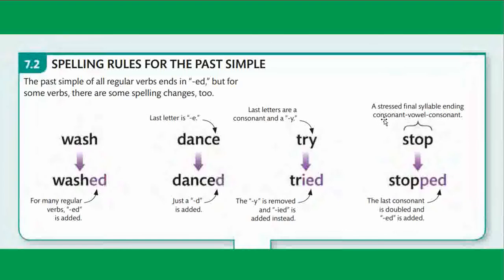A stressed first syllable ending with consonant, vowel, consonant, that is the CVC rule. Over here, remember that the word stop is a consonant, vowel and consonant. When it is a vowel and consonant, what will happen? The vowel will hold the consonant tied to it and also attract one such letter after it. So p is doubled and then ed is added. The last consonant is doubled and ed is added to it. You may think of words and try constructing it yourself.